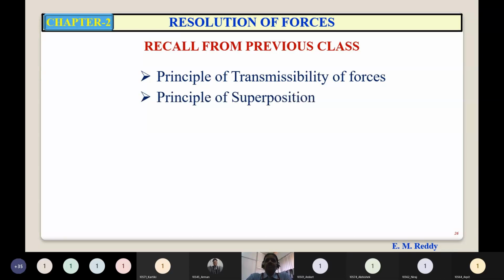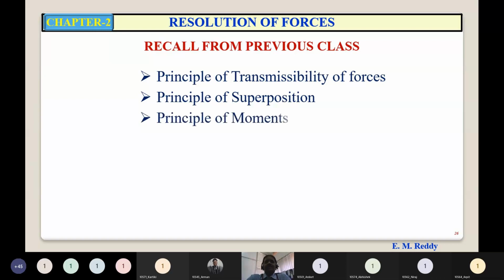Then principle of superposition of forces. So if there are two systems, one system is having some effect or resultant because of the applied forces, and the second system is in equilibrium, means the resultant of that system is zero, then the principle of superposition states that if the system which is in equilibrium is added or subtracted from the given system, the effect of that system remains same. That is principle of superposition of forces.